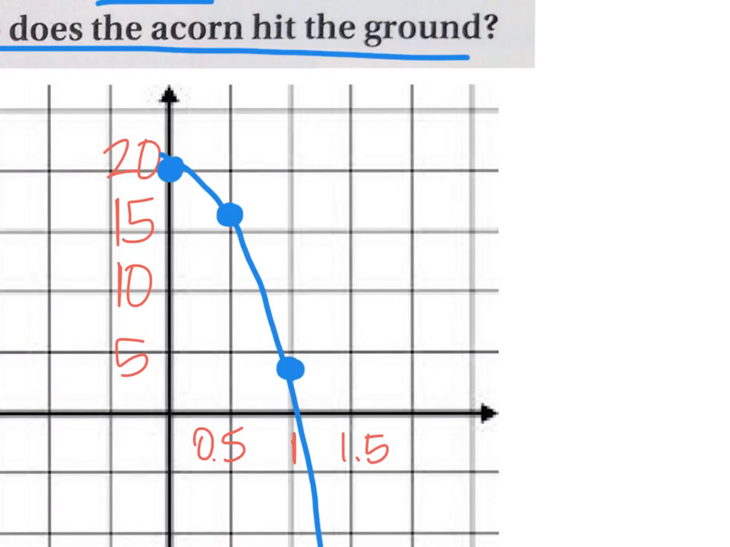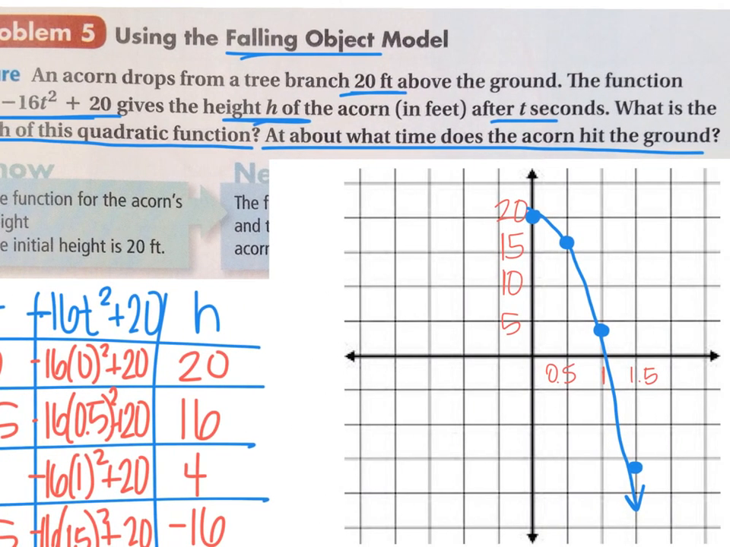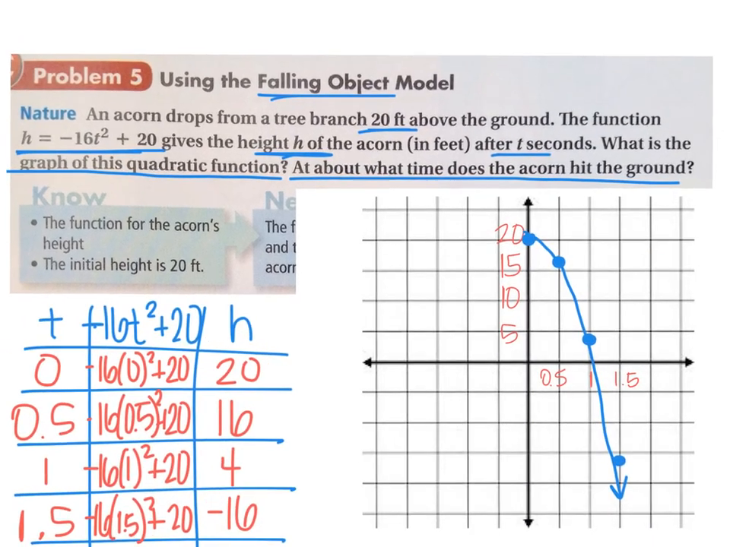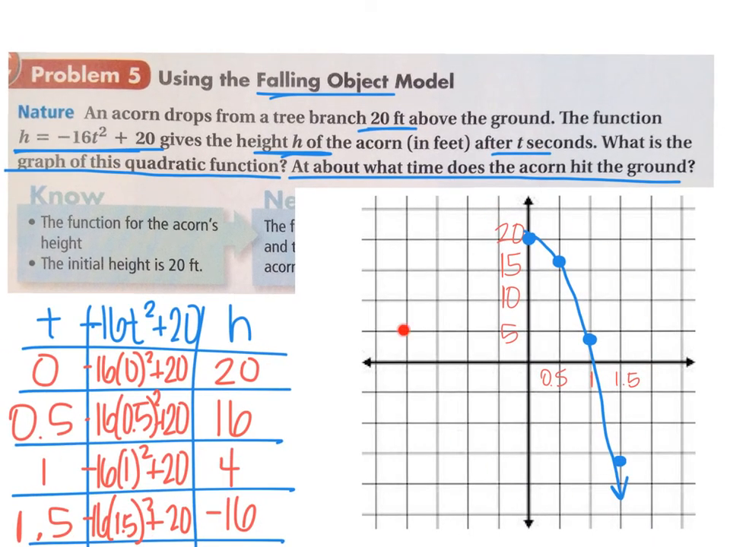about what time does the acorn hit the ground? So the ground would be where a height of 0 is. So the ground's right here. What time is that? So if you'll look, it's not quite on 1. It's a little bit more than 1. So my answer, so I have the graph, first of all, here's my graph.